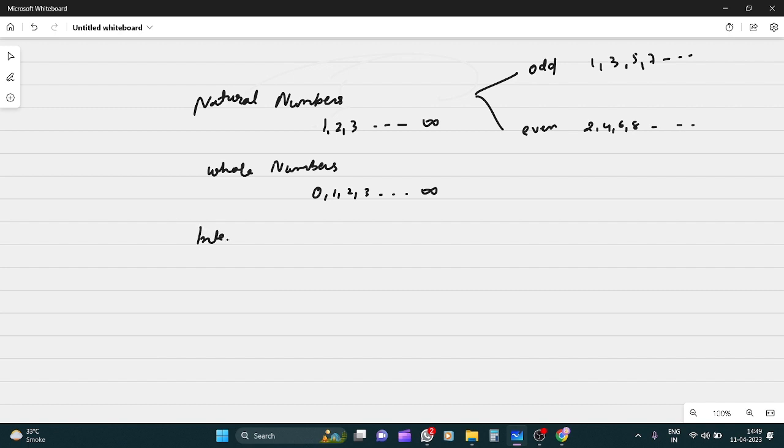Then there comes the integers. When we add negative numbers to whole numbers, that means minus infinity, then minus 1, 0, 1 up to infinity, these all numbers are integers. Okay. Then there comes the prime number.